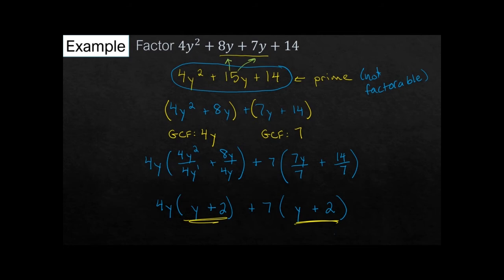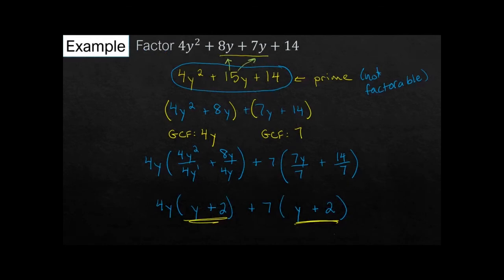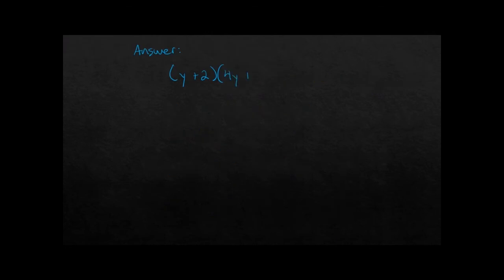And so this is the point where you get to your two sets of parentheses, and the first one is going to be the thing that matches. So what matches is y plus 2. So our first answer, or our first part, we're going to have y plus 2. And then the second part, which is the second set of parentheses, that's multiplied is what's in front, the GCFs, 4y plus 7. And so that is your final answer.